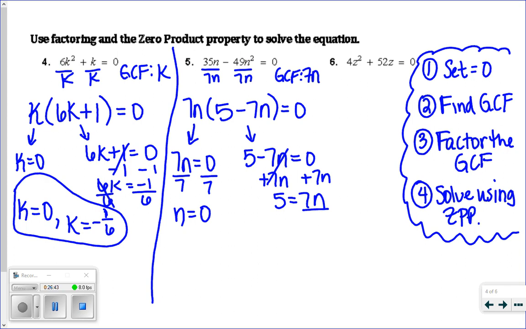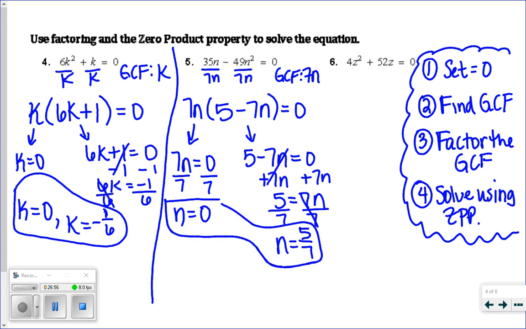And then to get n by itself, we divide by 7 on both sides. That cancels that. So n would equal that 5 over 7 fraction. Okay? So for this one, these are the solutions that make that polynomial equation true. There it is.